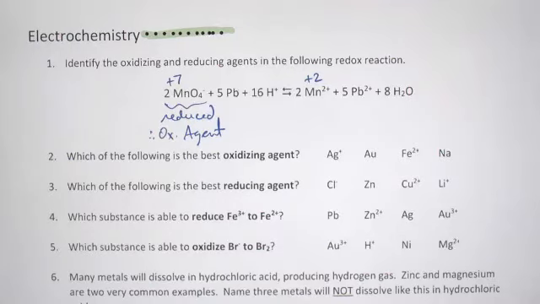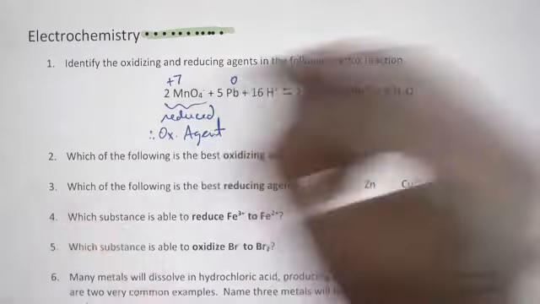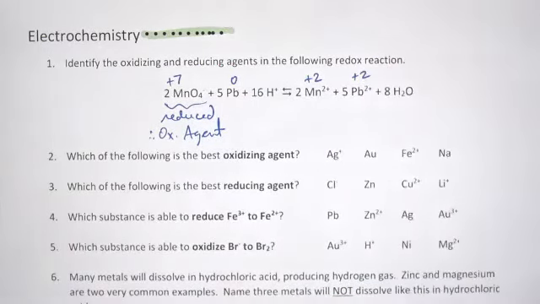Looking at the lead, it starts off at oxidation state 0 and finishes at +2. Lead is losing electrons. Lead is being oxidized. So the lead is oxidized. If the lead is oxidized, it is the reducing agent. Okay, so permanganate was the oxidizing agent and lead is the reducing agent.